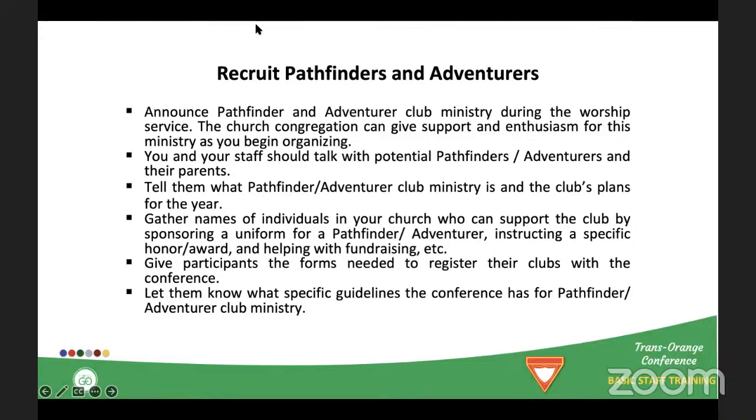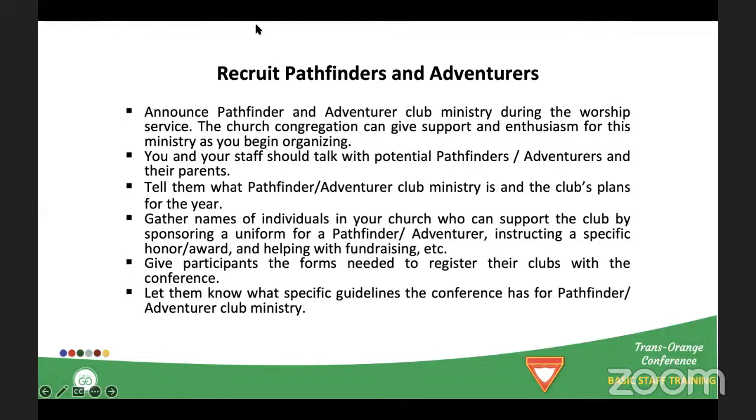In order for a club to be a club, it must have members. And the members are the pathfinders and the adventurers. So how do you go about recruiting pathfinders and adventurers? Announce Pathfinder and Adventurer Club ministry during the worship service.